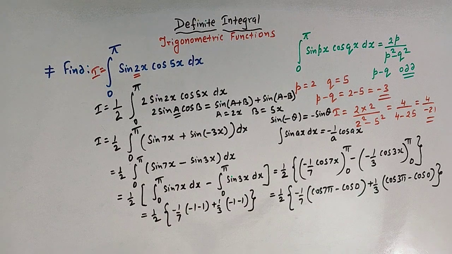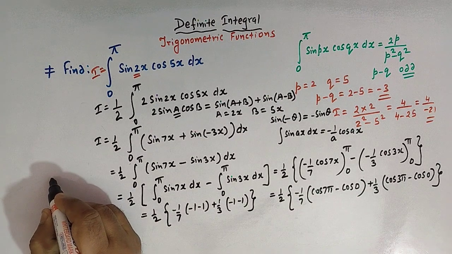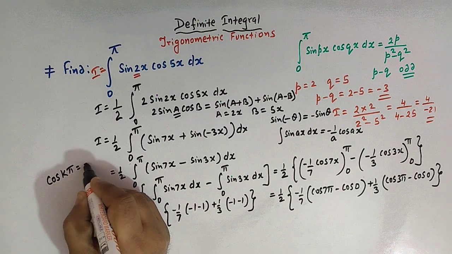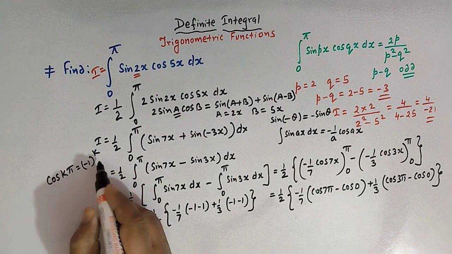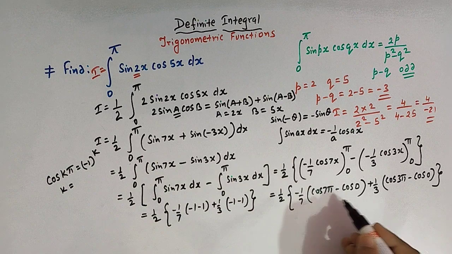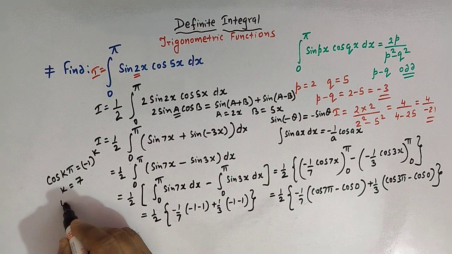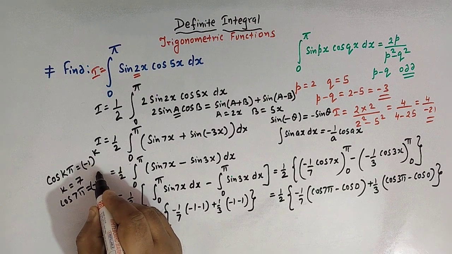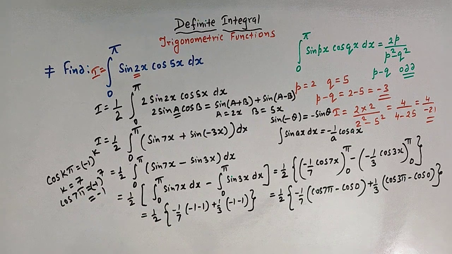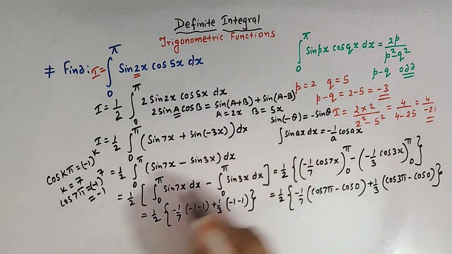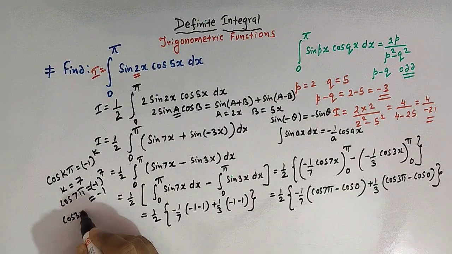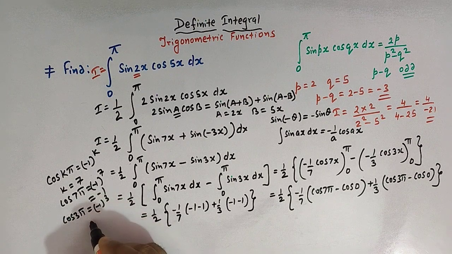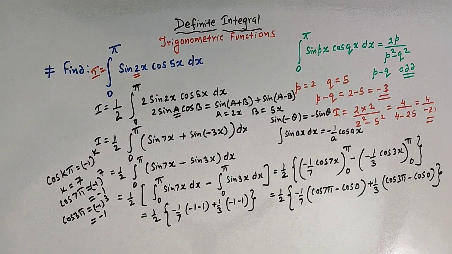Here we have used an important result from trigonometry: cosine of k pi is equal to minus 1 raised to k. When k is odd, say 7, cos of 7 pi is equal to minus 1 raised to 7, that is minus 1. Similarly, for cos 3 pi we take k equal to 3, so this is minus 1 raised to 3, which is minus 1.